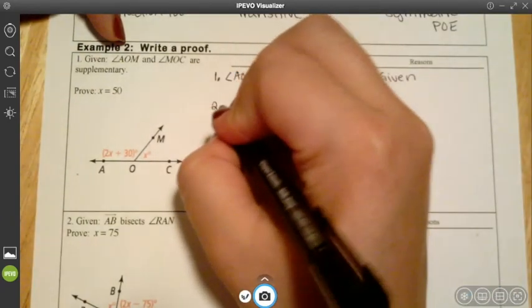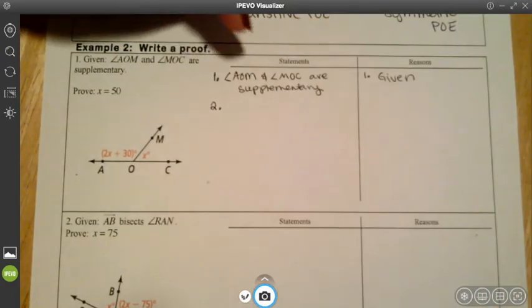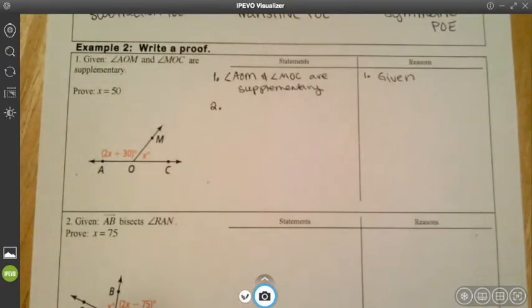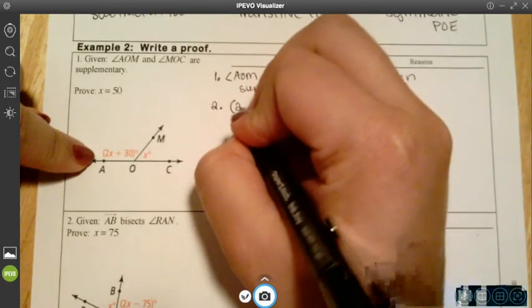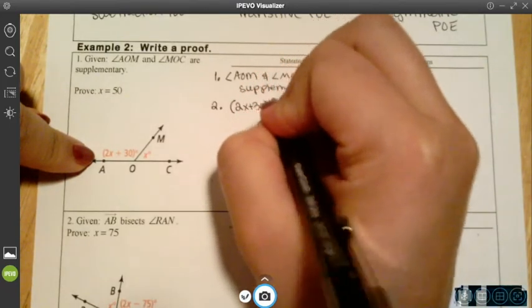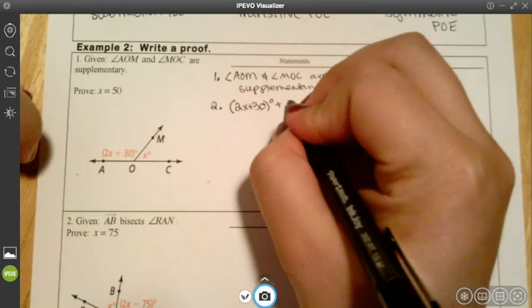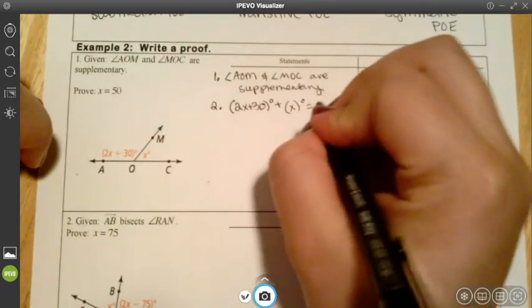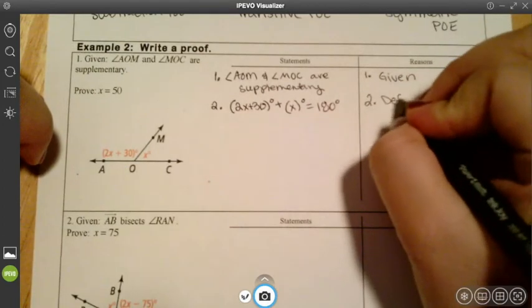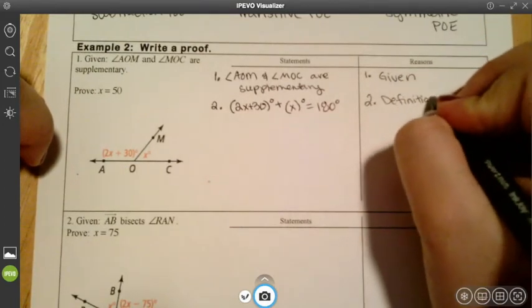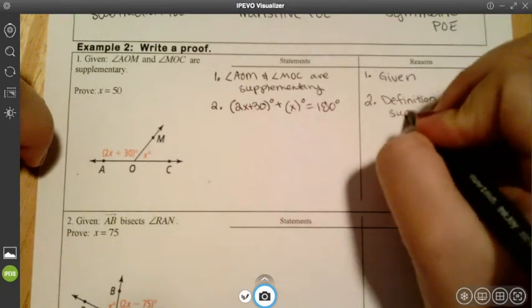So then our second step can be to use that information. What do we know if those two angles are supplementary? Well, if they're supplementary, we know they have to add up to 180 degrees. So we can say now that angle AOM, which is 2x plus 30, plus angle MOC, which is x, equals 180 degrees. How do we know that? That is the definition of supplementary.